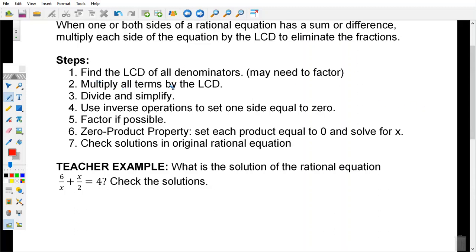So first thing you want to do is find the LCD of all the denominators. You may need to factor. You want to multiply all terms by the LCD, divide and simplify, and then use inverse operations to set one side equal to 0, factor if possible, zero product property, meaning that if you set each product equal to 0 and solve for x, then there's your solution. And then check your solutions by plugging it back into the original rational equation.